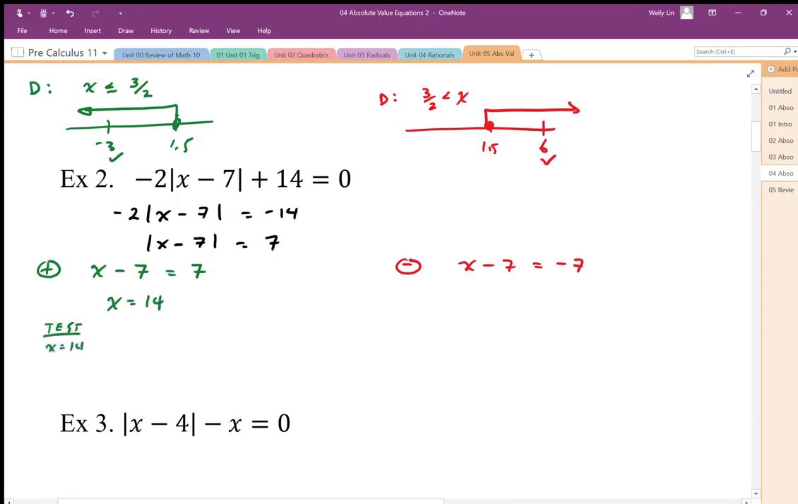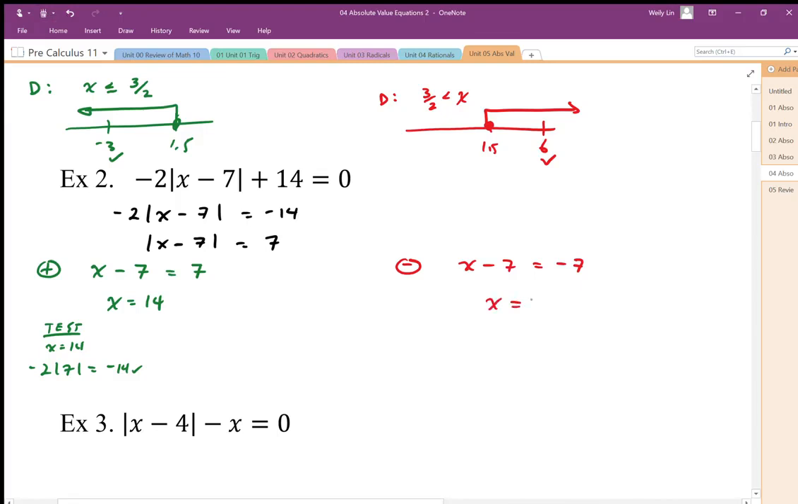X equals 14. 14 minus 7 is 7. Absolute value 7 is 7. Times -2 is -14. Plus 14 is 0. So that's going to be good. So I'll just maybe -2 times 7 equals -14. Yeah, that's good.